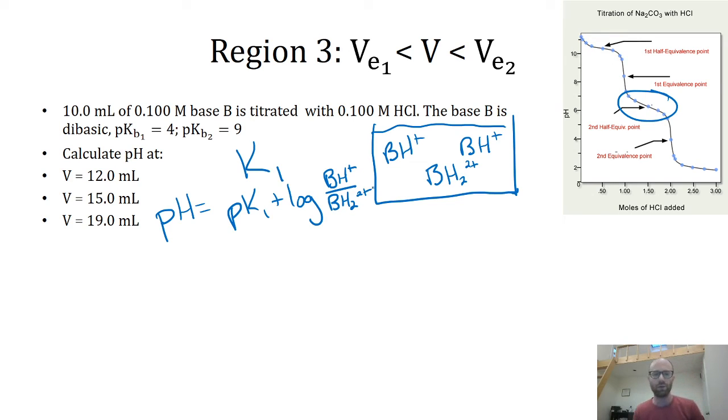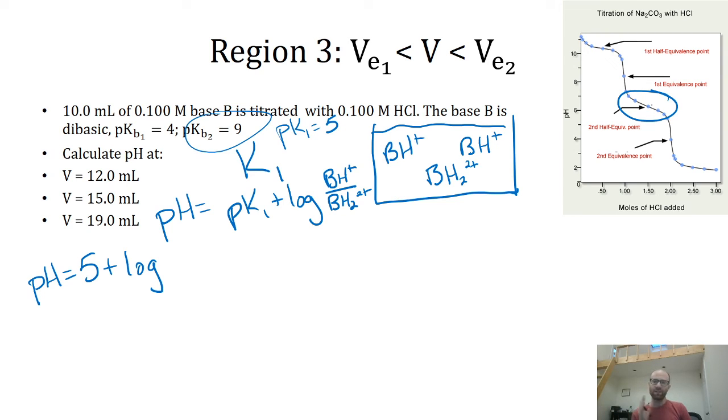And again, we're going to do our shortcut. If you feel comfortable with the ICF tables, if you want to take the time to go through that, you can. I like the shortcut, especially if you end up doing it correctly. So I'm going to use the shortcut. Here pK1 is going to be based off of pKb2, so pK1 equals 5. So for the first one, pH equals 5 plus log of.